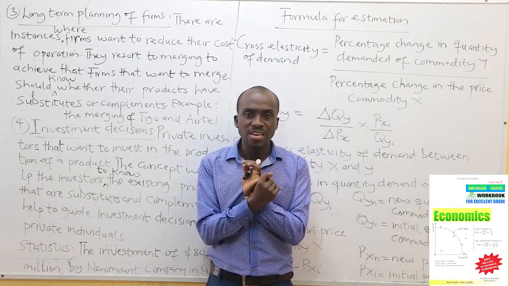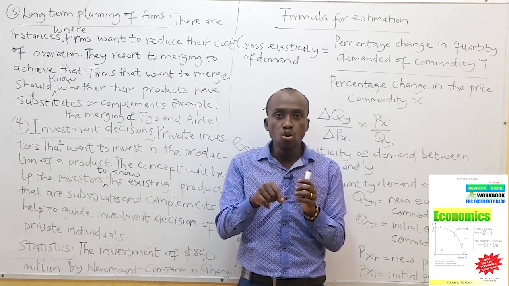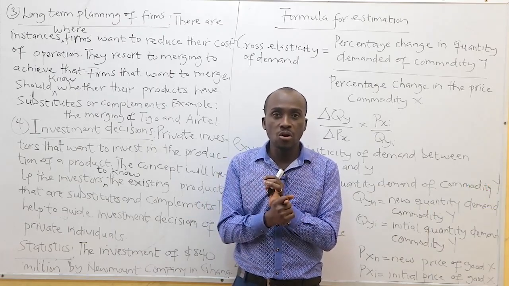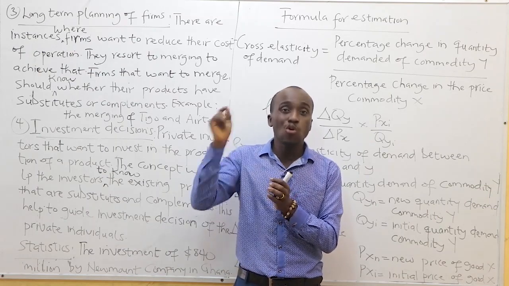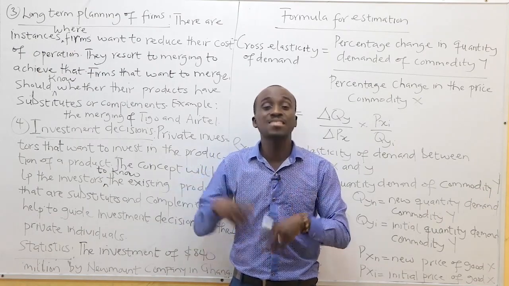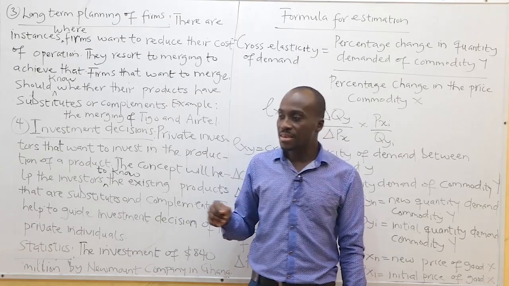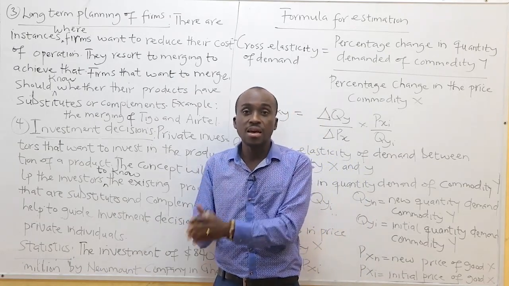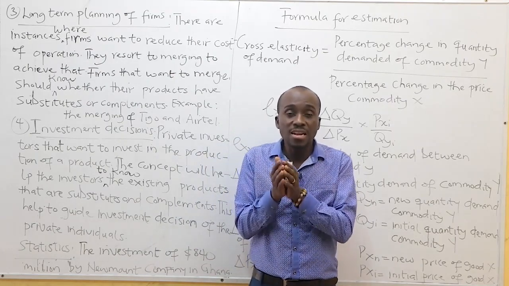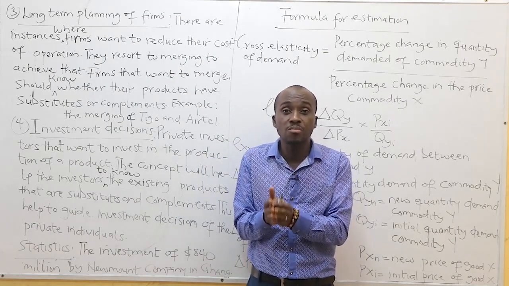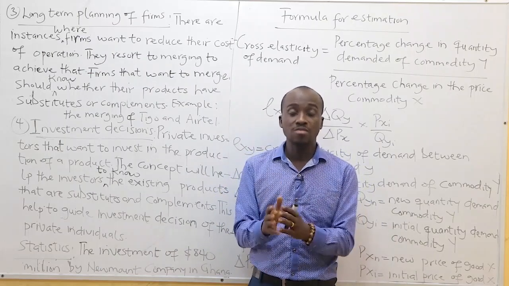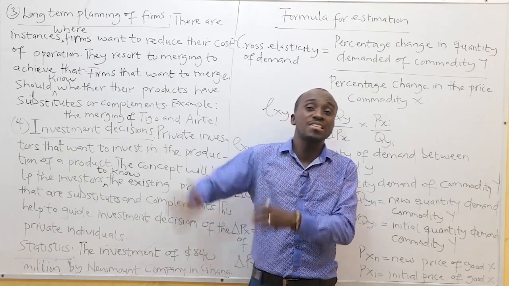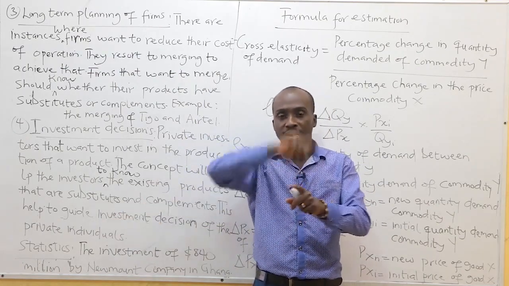In other books, instead of saying price elasticity, they say own price elasticity. Instead of saying cross elasticity, they say cross price elasticity. It's the same narrative. So the difference between price elasticity of demand and cross elasticity of demand is that with price elasticity of demand, you're looking at how the demand of a commodity responds to changes in the price of the same commodity. With cross elasticity of demand, you're looking at how the change in demand of a different commodity responds to changes in the price of another commodity. That's why we say they are cross.